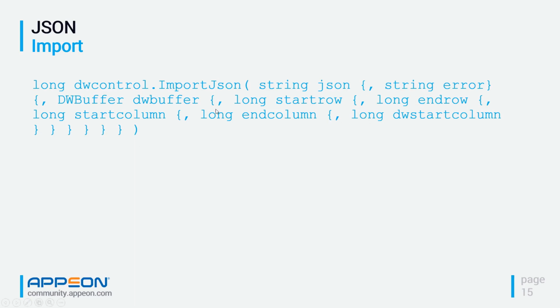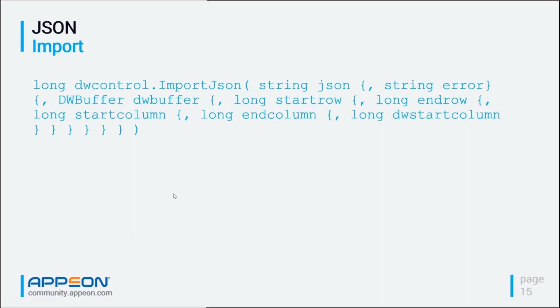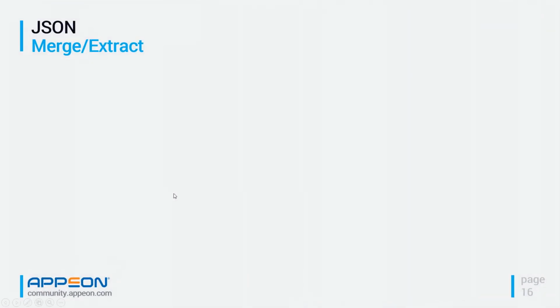Once again, that's optional. All the rest of these arguments are optional. You can specify a particular data buffer that you want to import the data into, and you can include start and end row or start and end column in case you've got a JSON that's got a lot of data in it and you only want a subset of that data to be imported. That's what you would use that for. So that gets the data back into the DataWindow on our, let's say, client side.